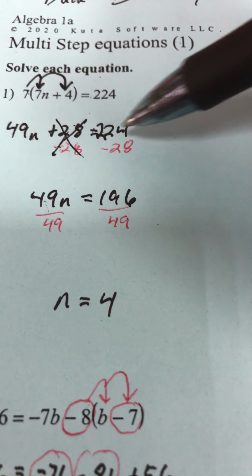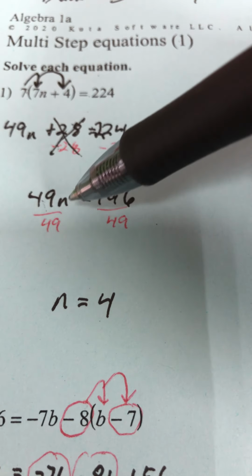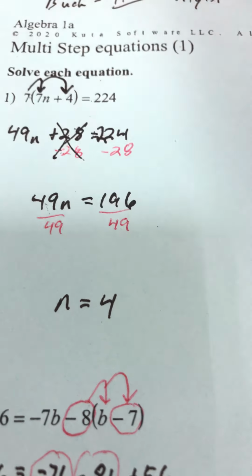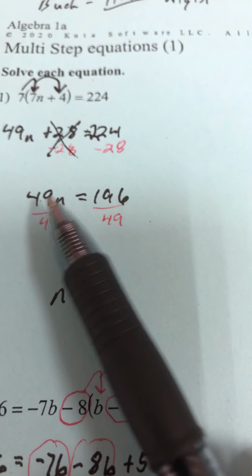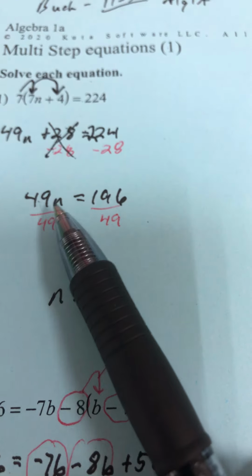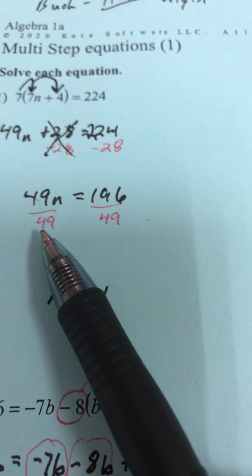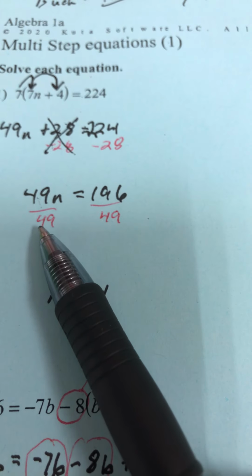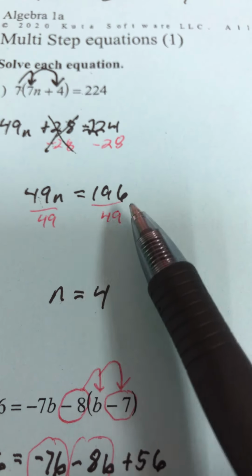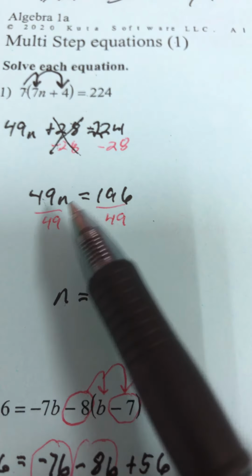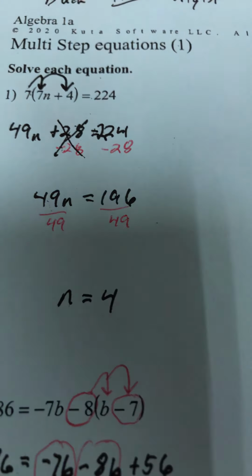So I take 224 minus 28, and I get 196. I'm left with 49n, because this canceled out. That's why I did it. Then, in order to get n by itself, I have to undo multiplication. The opposite of multiplying by 49 is dividing by 49. So 49 divided by 49 gives me just n by itself, and 196 divided by 49 is 4. Remember the rule: whatever you do to one side of the equation, you have to do to the other.